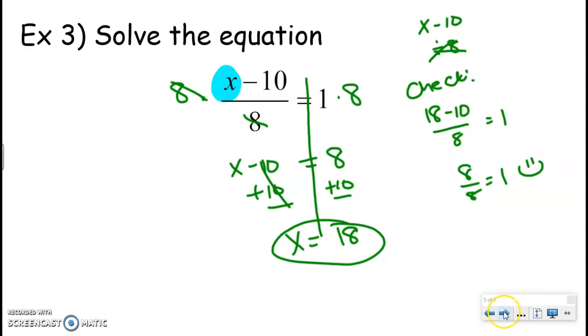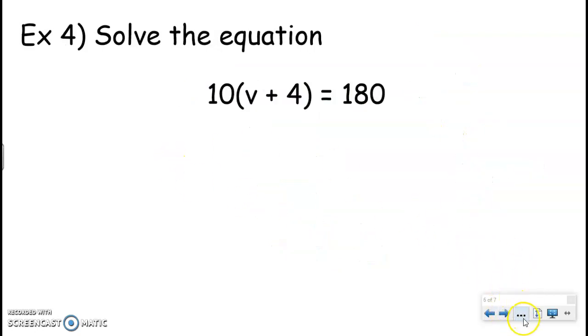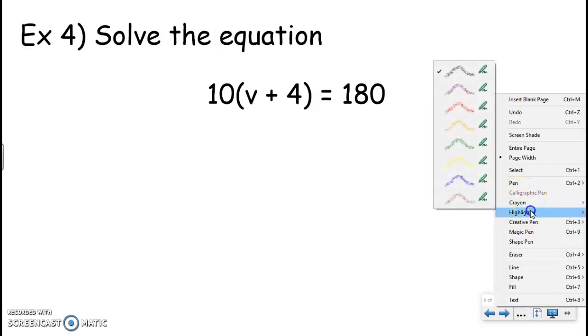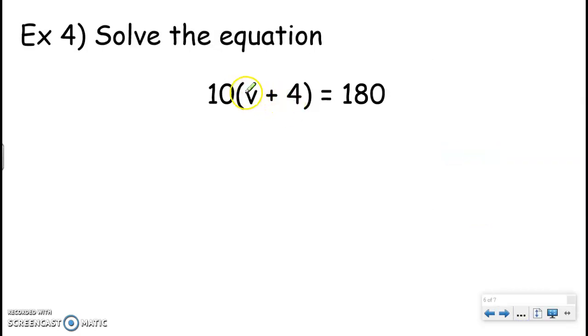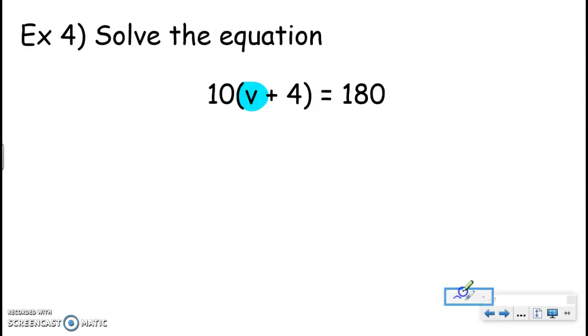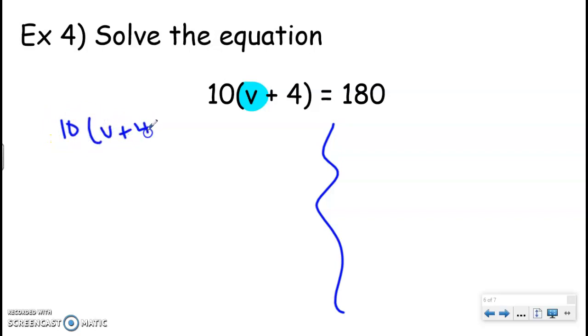Okay, one more. This one's a little different. You actually have a couple options. I will show you how to do this with a two-step equation, and then I will show you a different way, where it actually takes 3 steps. So I'm going to split this in half, and write this twice. I have 10 times the quantity v plus 4 equals 180. We'll rewrite it again over here.